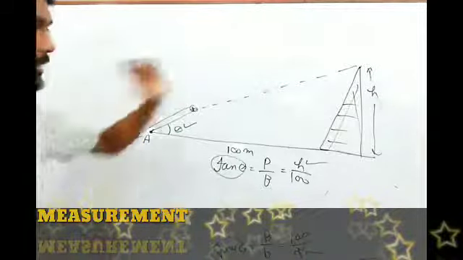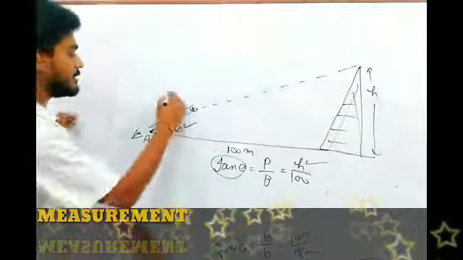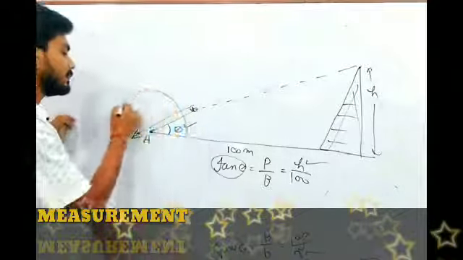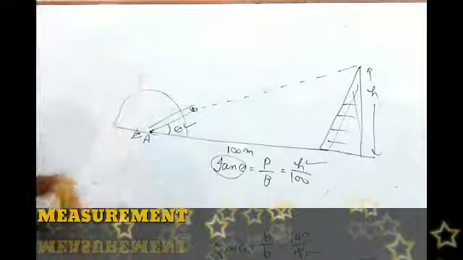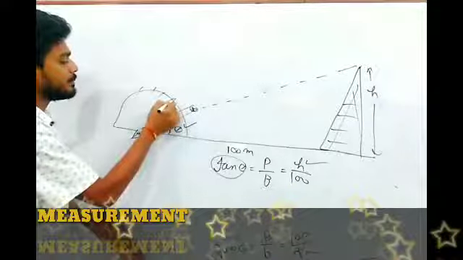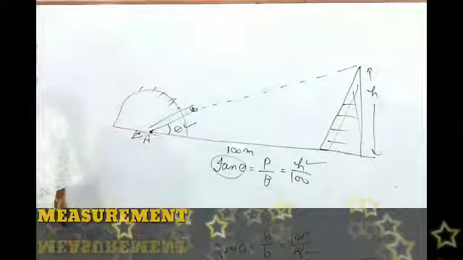The device to measure the angle of elevation is the sextant. That is a simple telescope, and it consists of a protractor. On the protractor, the angles are marked and you can measure the angle.